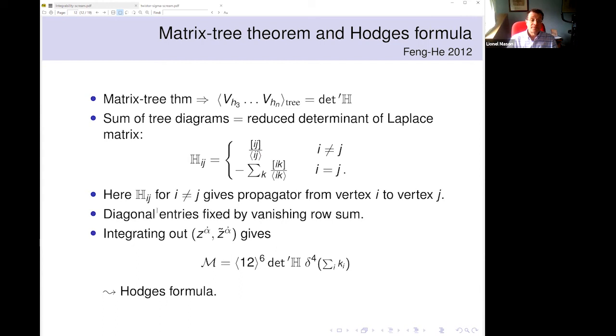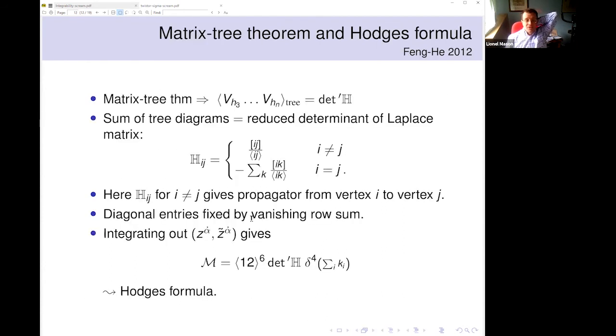So this gives you the sum of tree diagrams. And this is the propagator that comes out of our twistor sigma model, and the diagonal entries of the matrix are just part of the yoga of a Laplace matrix for summing tree diagrams. It's the sum of the propagators. It's determined by vanishing. Anyway, so integrating out the various variables then lands us on Hodges' formula. So, that was the first main aim.